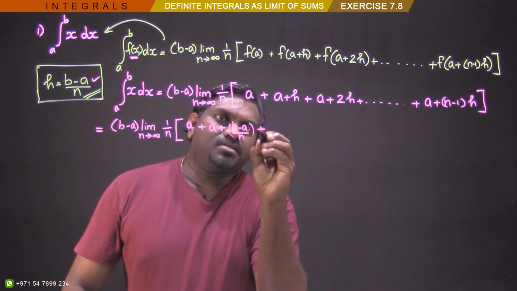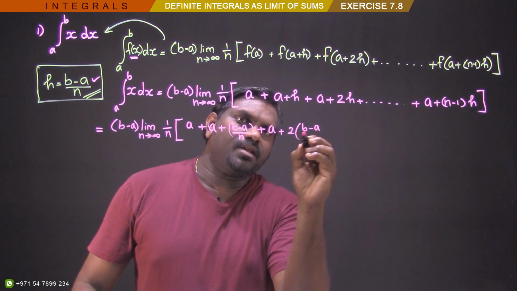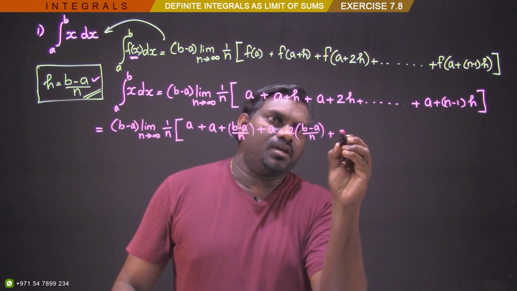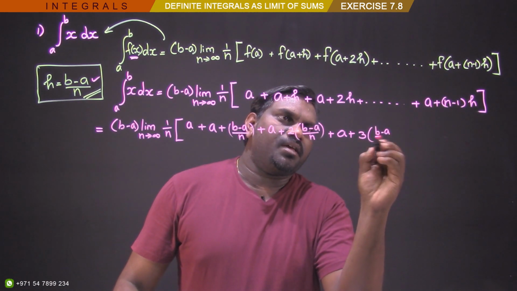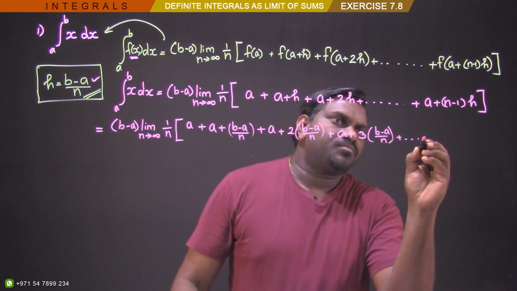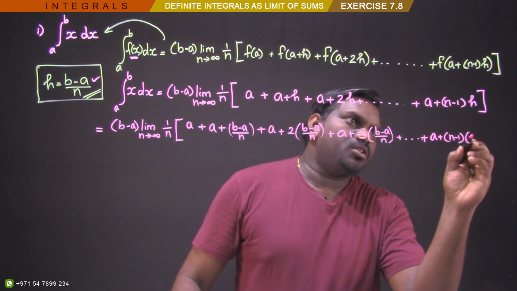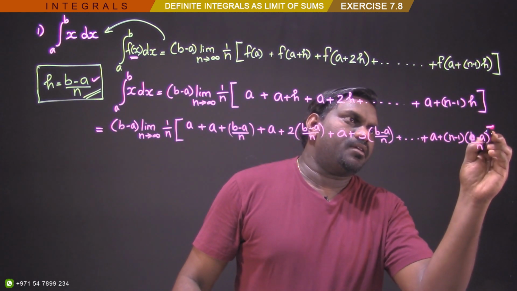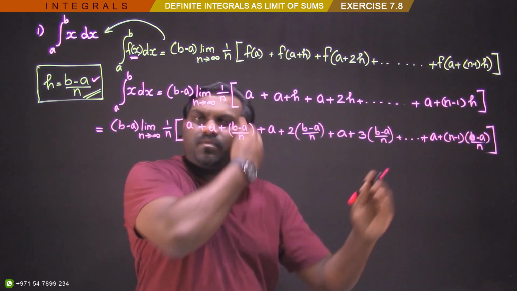Then plus you have a here, again plus 2 into the same thing h, which is b minus a by n. As it goes on, the next step is a plus 3 into b minus a by n, just to show the terms for your better understanding. Then a plus what will be this one? a plus n minus 1 into b minus a by n, and that is the end term. Fine. I hope these are clear.